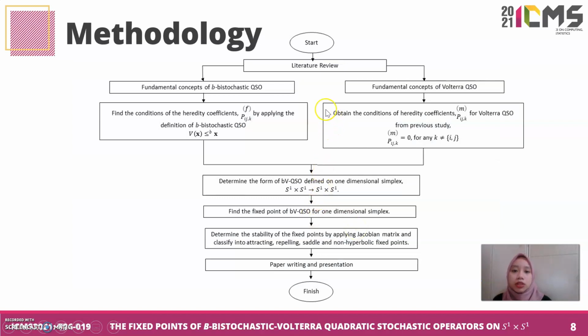Next is methodology. The methodology in this paper can be summarized into this framework, where we will start with literature review of B-Bistochastic QSO and Volterra QSO. Then, by applying the definition and the properties of B-Bistochastic and Volterra QSO, we develop the form of bV-QSO defined on one-dimensional simplex, which is S1 times S1 mapped to itself. Then we list all of the fixed points of bV-QSO defined on one-dimensional simplex and determine their stability by applying Jacobian matrix.